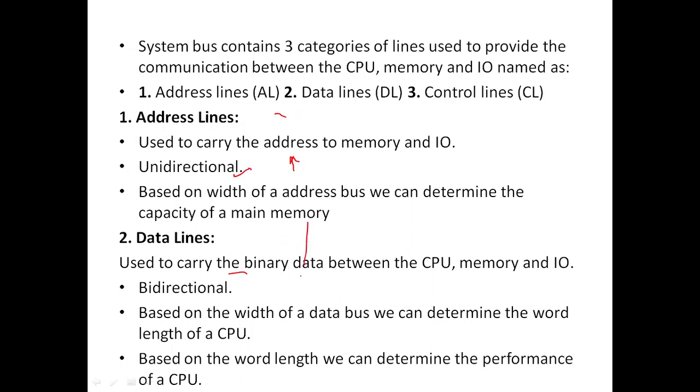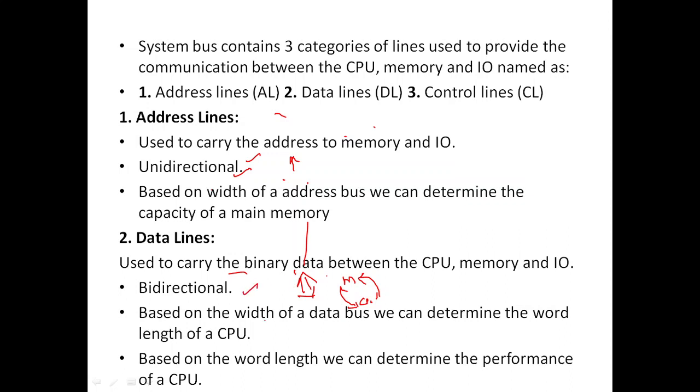When it comes to the data bus, we have two-way communication. Why? Because from the memory we have to send to the CPU, and from the CPU we have to send to the memory. So this is why we have the two-way communication. The address lines are used to carry the address to memory and IO. It is unidirectional. Based on the width of the address bus, we can determine the capacity of the main memory. If it is 8-bit, 16-bit, like that, the width of an address bus defines the capacity of the main memory. When it comes to the data bus, it is used to carry the data.